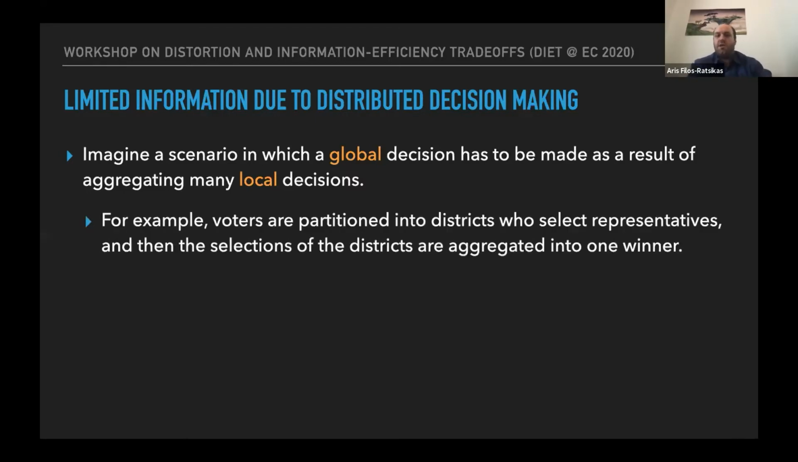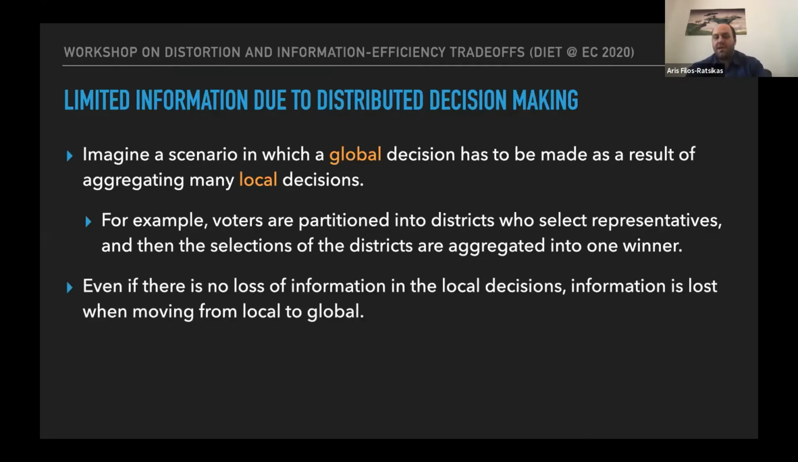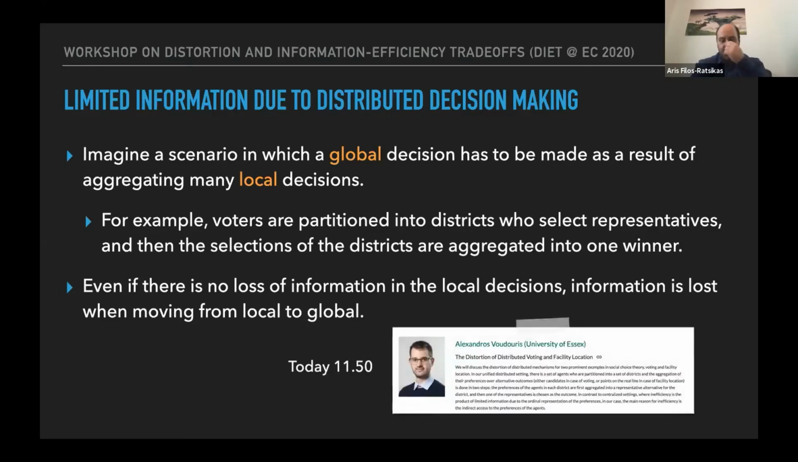An example could be where we have voters partitioned into districts. Districts select their representatives from the set of all alternatives, and then we aggregate only the representatives somehow using a voting rule into a joint outcome. And here, the important thing is that even if there is no loss of information in the local decision, even if maybe we even know the numerical values in the local decisions, some information is bound to be lost when we move from the local level to the global level. So Alexandros and I have written a couple of papers recently on this topic, and Alexandros will present those today, later on during the last session.